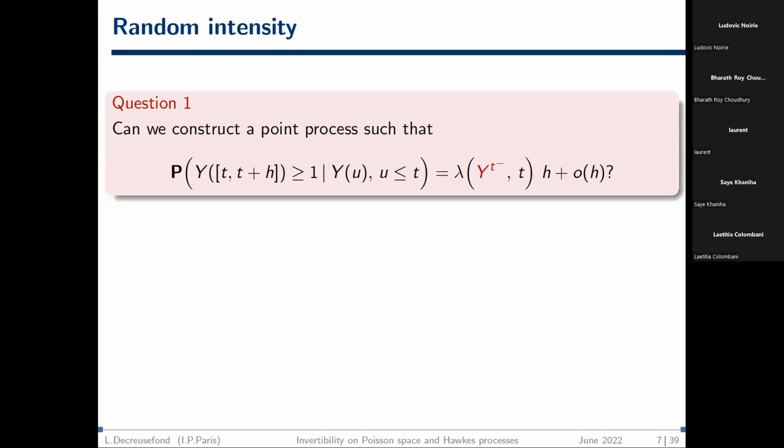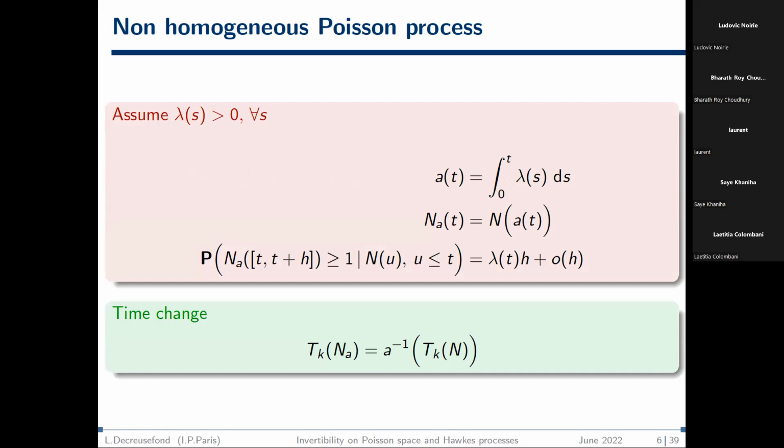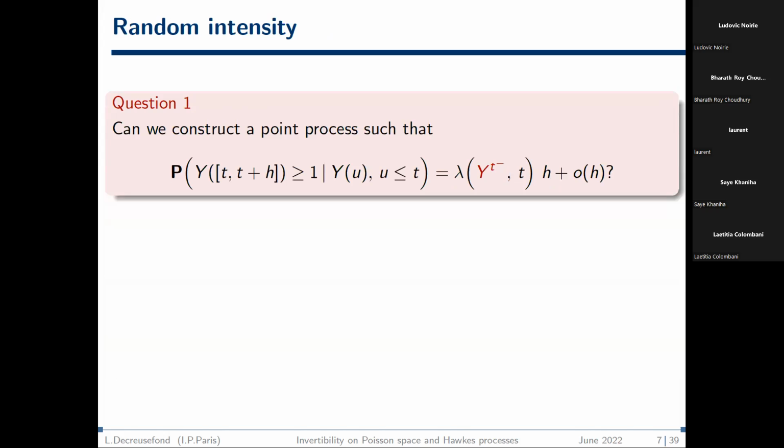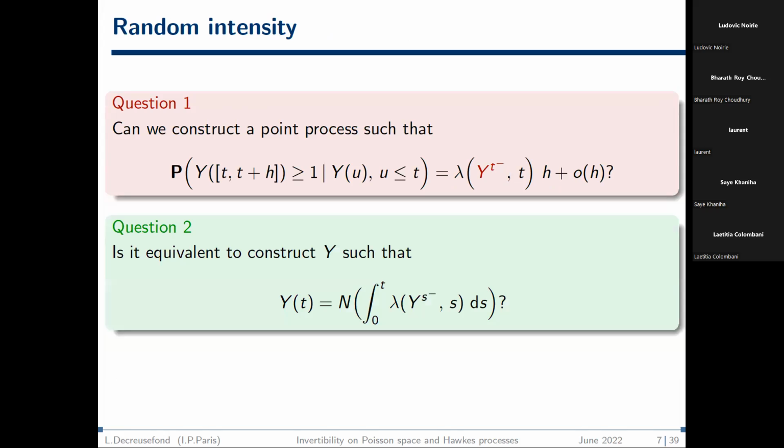If you remember what is here, you see that when lambda is deterministic, you construct N_A as N with a time change. So the question is, can we do the same thing for something which is random? That means, if we mimic exactly what we did for the deterministic A, can we construct a process which satisfies this equation?